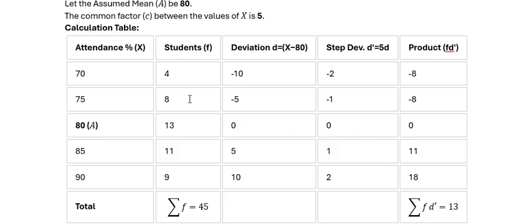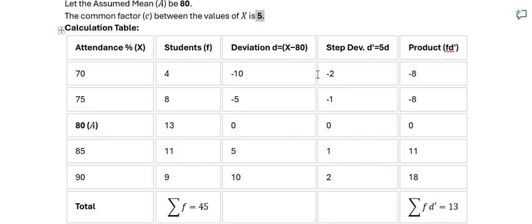And deviations again: 70 minus 80 is equal to minus 10, 75 minus 80 is equal to minus 5, 80 minus 80 is equal to 0, 85 minus 80 is equal to 5, and 90 minus 80 is equal to 10. Now in step deviation, we divide the value of deviation by a certain number. We have kept the common difference as 5 here.